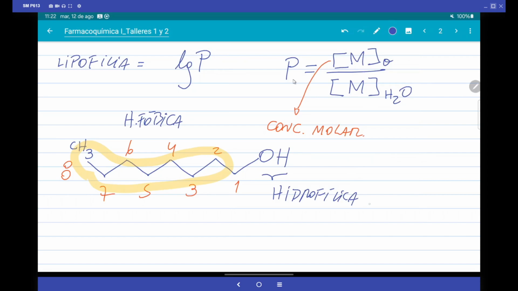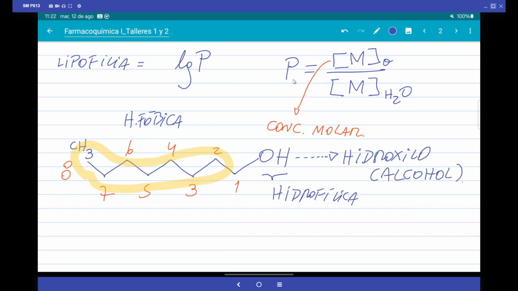This polar head, as you know, is a hydroxyl group, or alcohol in more generic terms, because hydroxyl can be part of an alcohol. It can be part of a carboxylic acid. It can be part of an N-hydroxylamine. It can be part of a phenol, etc. So, in more specific terms, the hydroxyl group, in this case, is part of an alcohol. Well then, the octanol is imitating a membrane phospholipid.